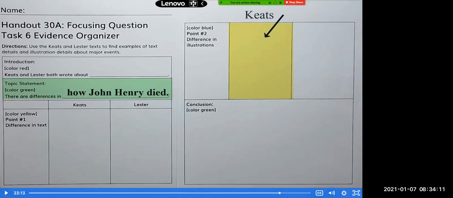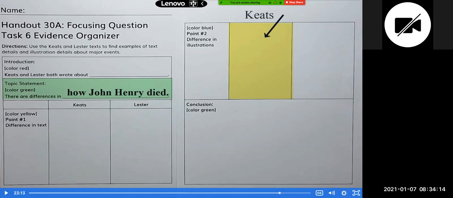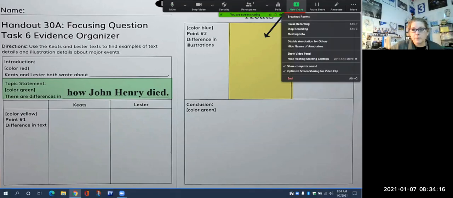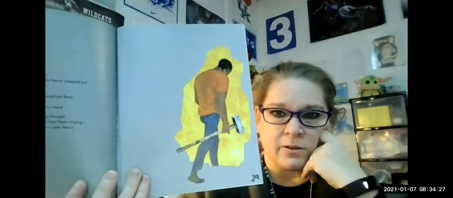Okay, so I'm going to show you the picture. I don't know why Miss Sabella did not show you the picture. So what are some things that you see in this picture about how John Henry died?